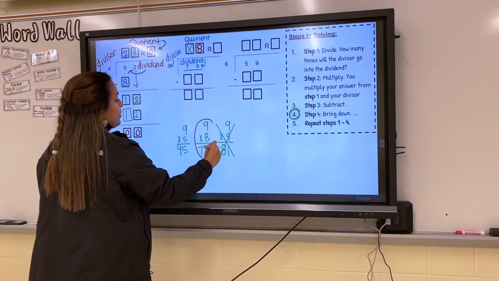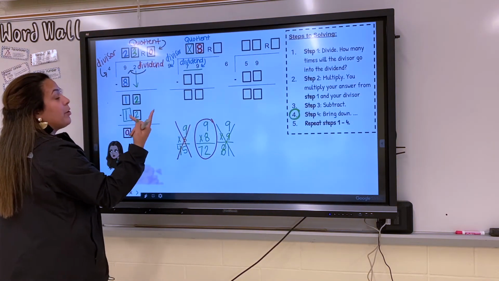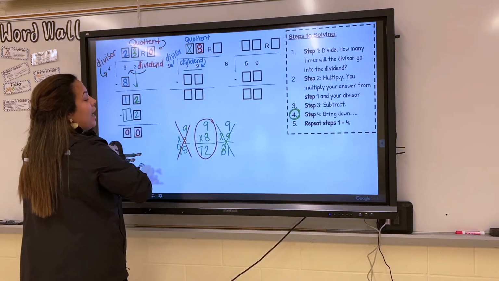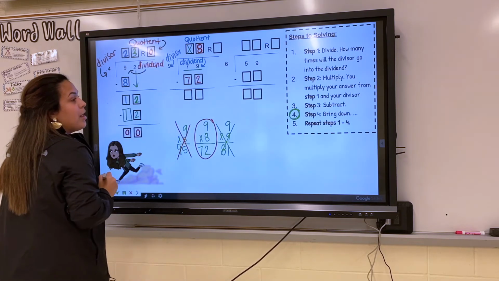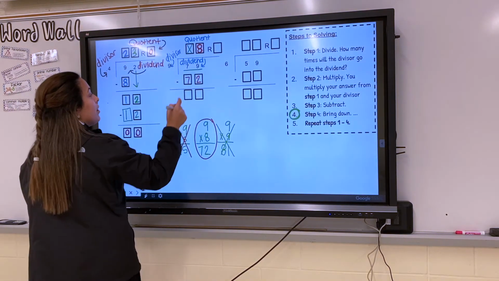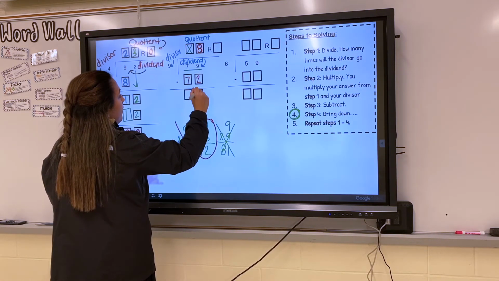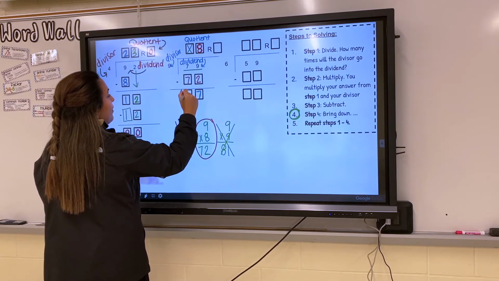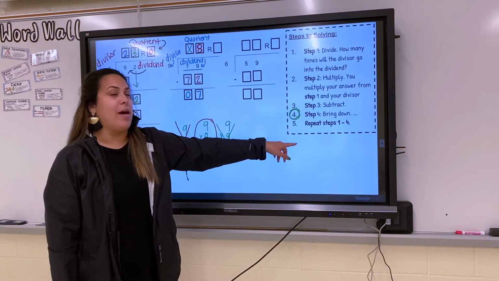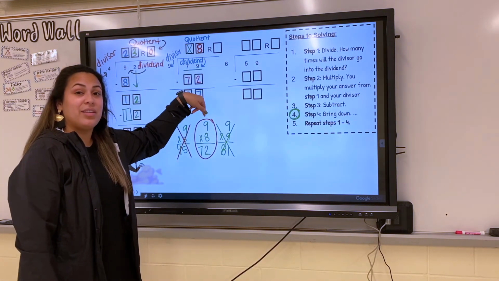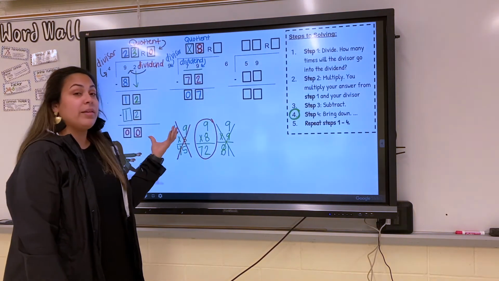I'll circle this right here because that's what we used. And then now, so I divided, so now I'm going to multiply. 8 times 9, I already did it down here, is 72. And then now I need to subtract. 9 minus 2 is 7. And 7 minus 7 is 0. Now step 4 says bring down. Do I have any other digits that I need to bring down? No, I don't, so I'm done solving the problem.